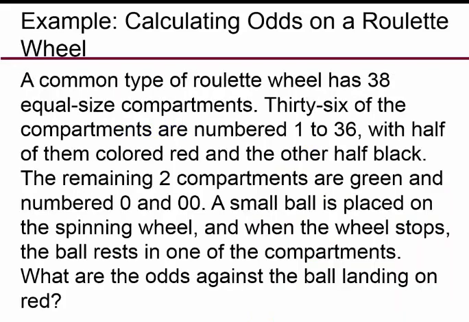Now, a common type of roulette wheel has 38 equal-sized compartments. 36 of the compartments are numbered 1 through 36, with half of them colored red and the other half black. The remaining 2 compartments are green and are numbered 0 and 00. A small ball is placed on the spinning wheel, and when the wheel stops, the ball rests in one of the compartments. What are the odds against the ball landing on red?